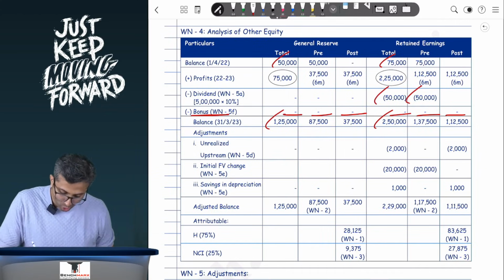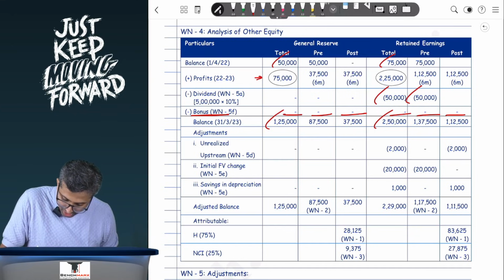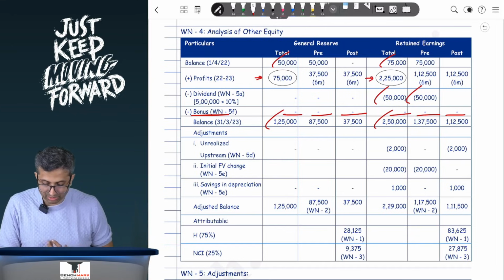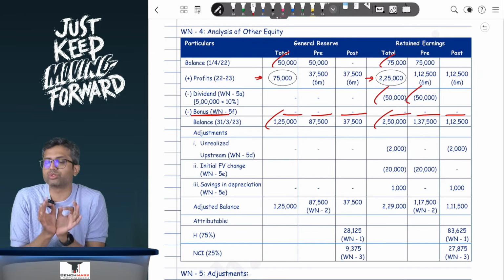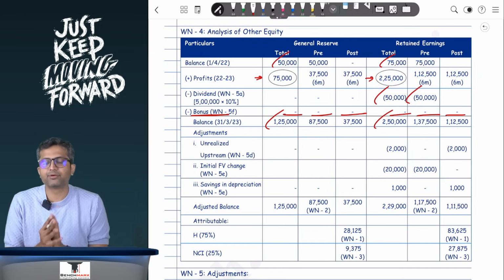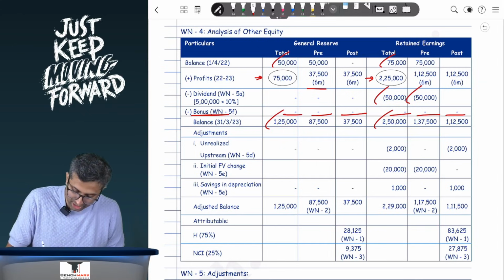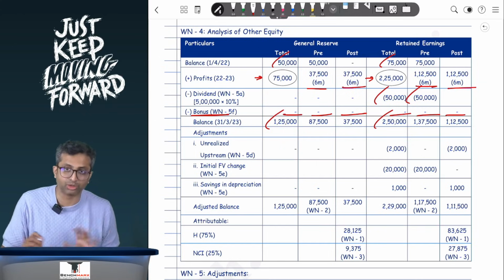Now once I do all of this, I'll find a balancing figure for reserves, general reserve and retained earnings during the year, and because the acquisition date when control is acquired is 1st October, you split it 6 months, 37,500, 37,500, 1,12,000, 1,12,000, and that's about it.